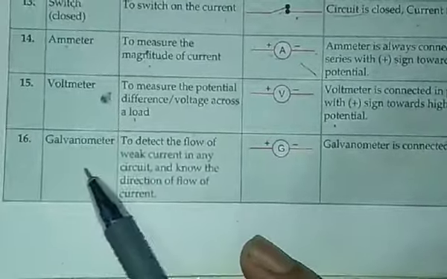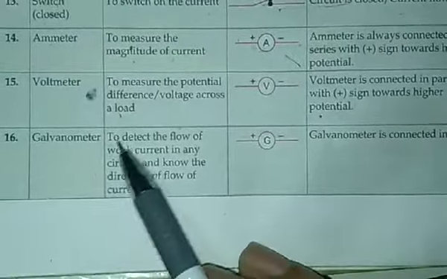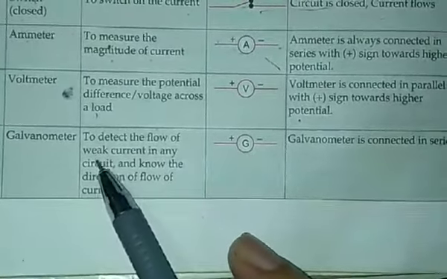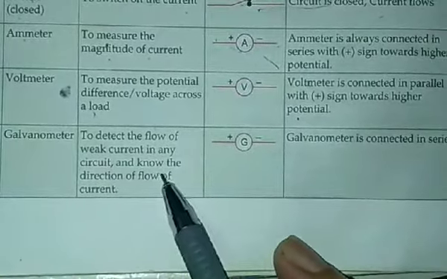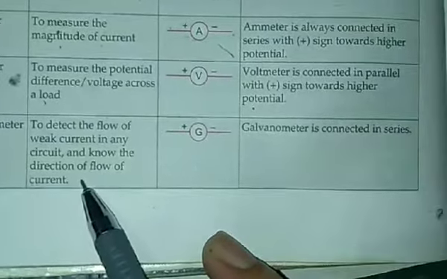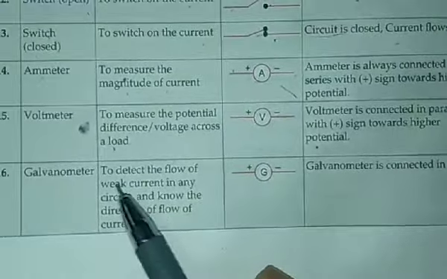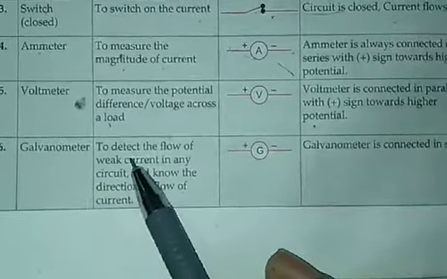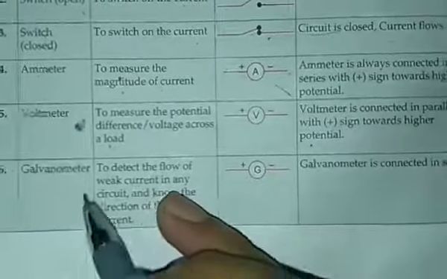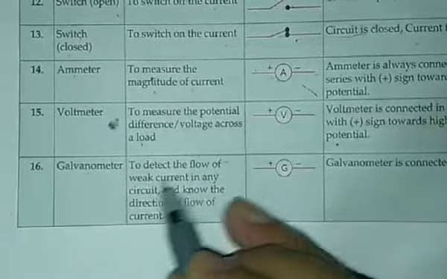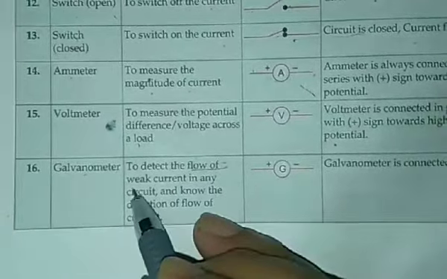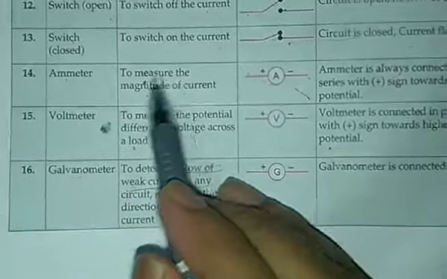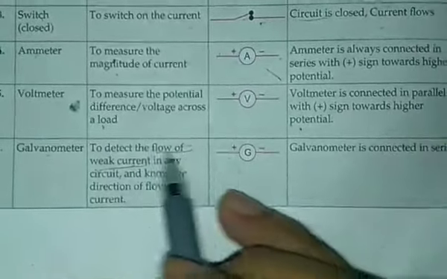Okay, students. Now the last topic. The last electrical device is the galvanometer. Okay, students. What is the use of a galvanometer? It is used to detect the flow of weak current in any circuit and to know the direction of flow of current. The galvanometer and ammeter have the same work. That is, they are both used to measure current. But the basic difference is that the galvanometer is used to detect the flow of weak current, but the ammeter can be used to measure weak current as well as strong current.